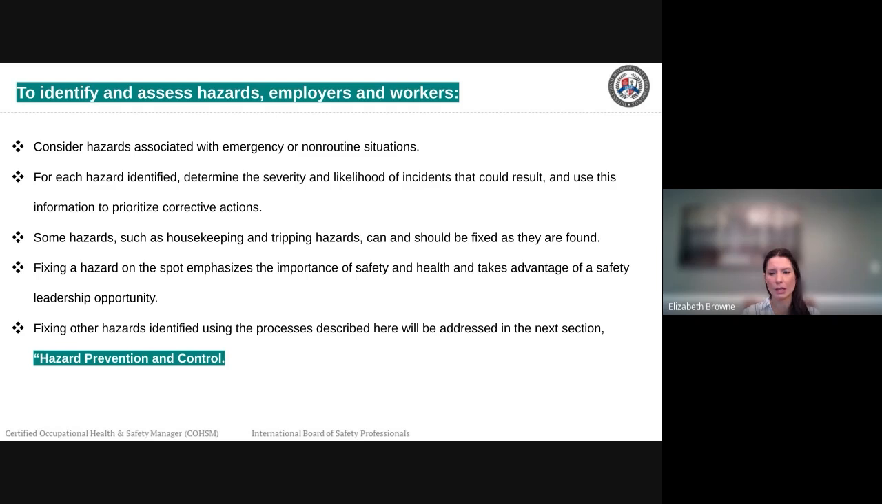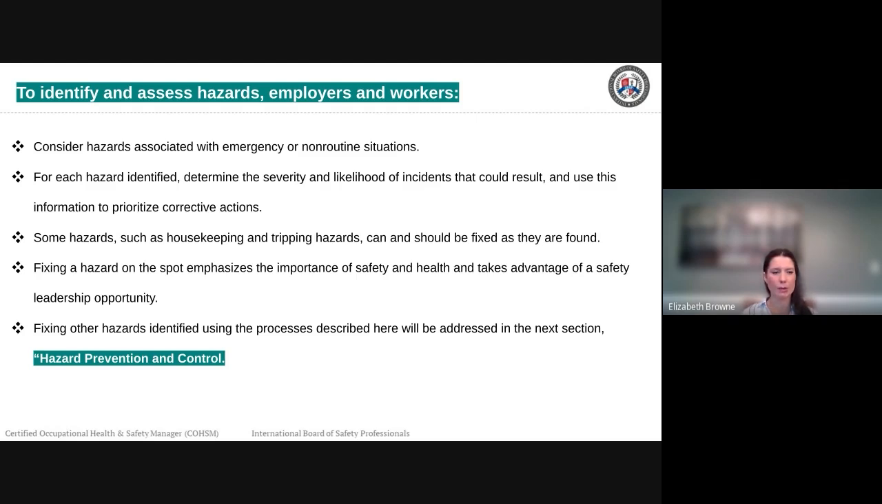Some hazards, such as housekeeping, tripping hazards, slips, and falls, can and should be fixed as they are found. I've had employees who were tasked with doing a weekly safety audit of their work area, and they wrote on the audit that there was an extension cord lying on the ground. So my recommendation to other health and safety managers is to encourage employees, instead of writing something like that down, to take personal responsibility, whether they left the extension cord there or not, to pick it up and put it where it belongs, for safe storage. So, taking care of those things as we find them, rather than reporting them and expecting someone else to take care of it. Fixing hazards on the spot like that emphasizes the importance of safety and health and takes advantage of a safety leadership opportunity.